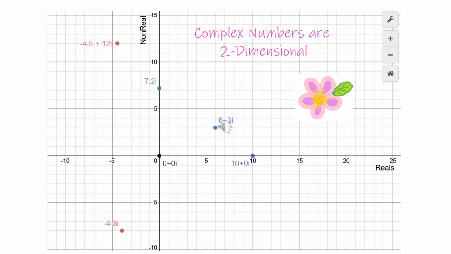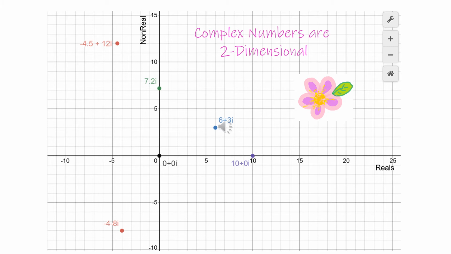Since complex numbers have a real part and a non-real part, they are two-dimensional numbers. Let's graph some. We have 6 plus 3i. The real part is 6, the non-real part is 3, and we graph it like the point (6, 3), with x-coordinate 6 and y-coordinate 3. You also could have 10 plus 0i. That's just the real number 10, and it falls on the real axis. The non-real part or the complex part is 0.